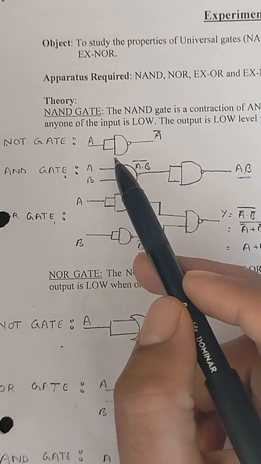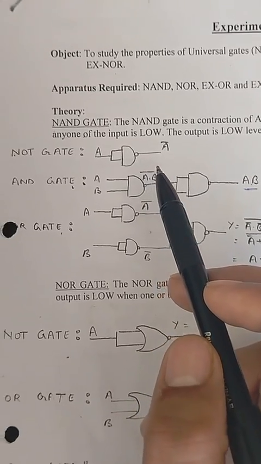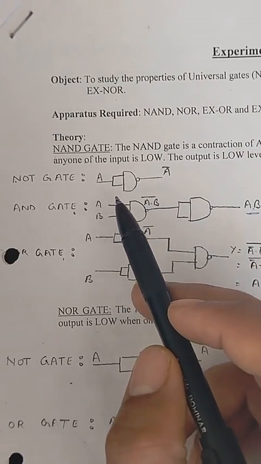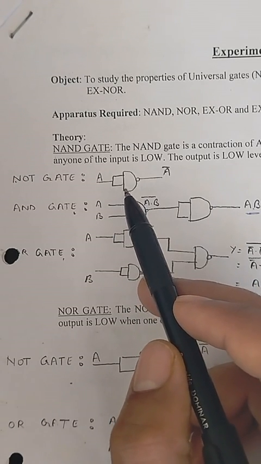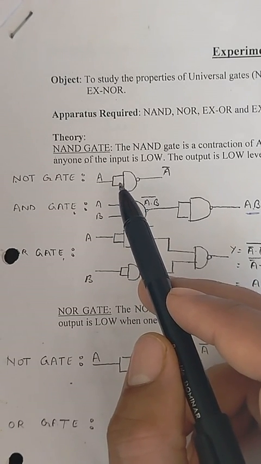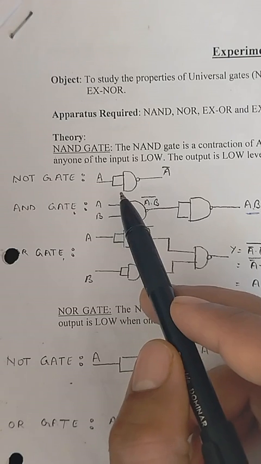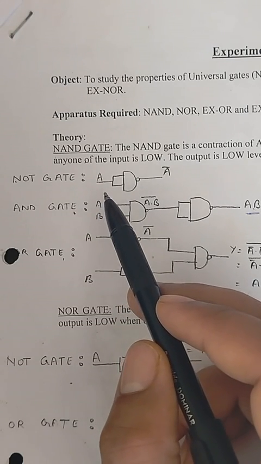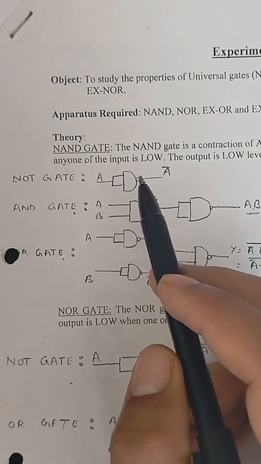So this is your NOT gate. How will we derive the NOT gate using the NAND gate? You can see here, this is your NAND gate. First we have to short the inputs of the NAND gate. We will make it a one-input gate, then it will become a NOT gate.